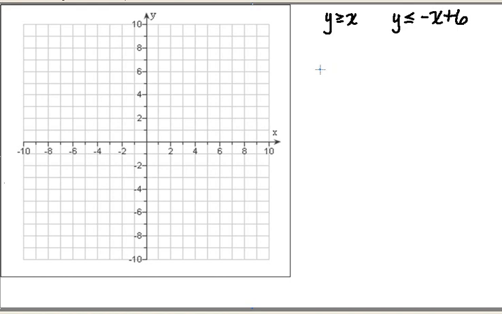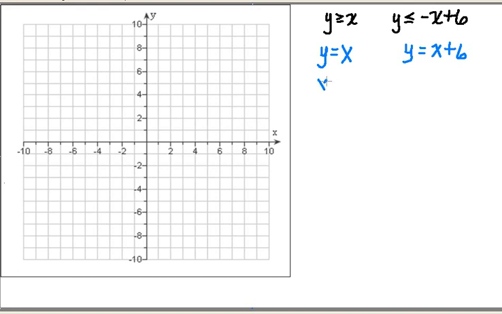Hi, this problem will show how to solve a system of inequalities graphically. Our first inequality is y is greater than or equal to x, so we're just going to write the corresponding equation. We replace our inequality with an equal sign. The second inequality is y less than or equal to minus x plus 6, so we again replace our inequality with an equal sign. And now we're going to graph each of these lines.